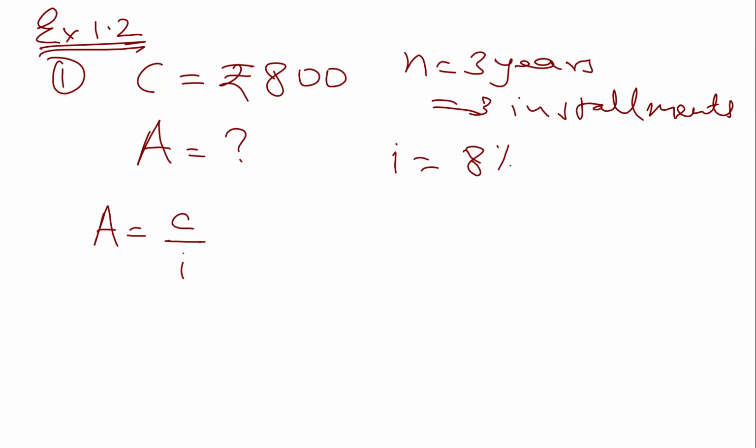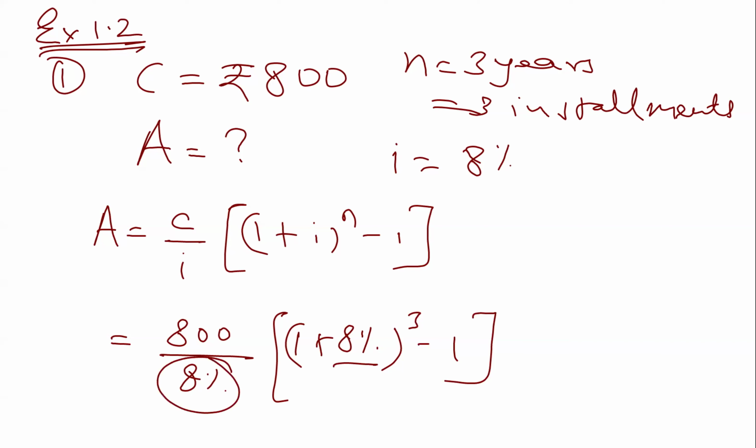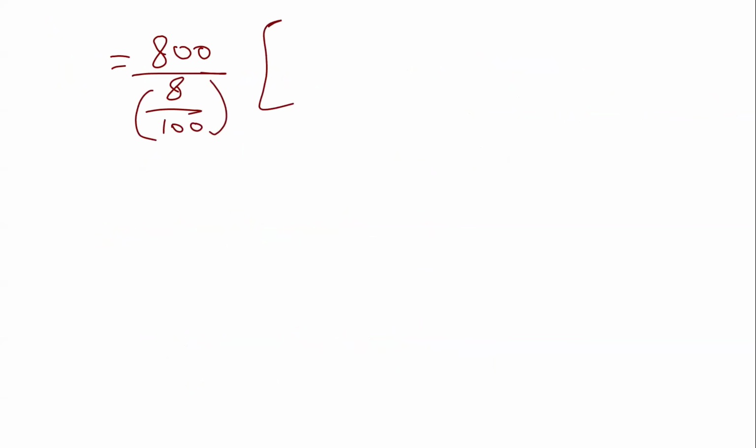So A is equal to C by I, 1 plus I raised to n minus 1. So that is equal to 800 upon 8%, 1 plus 8% raised to 3 minus 1. So this calculation you need to do now. Now this 8%, I'll write it as 8 upon 100 at both the places. This is 8 upon 100. 1 plus 8 upon 100 raised to 3 minus 1.